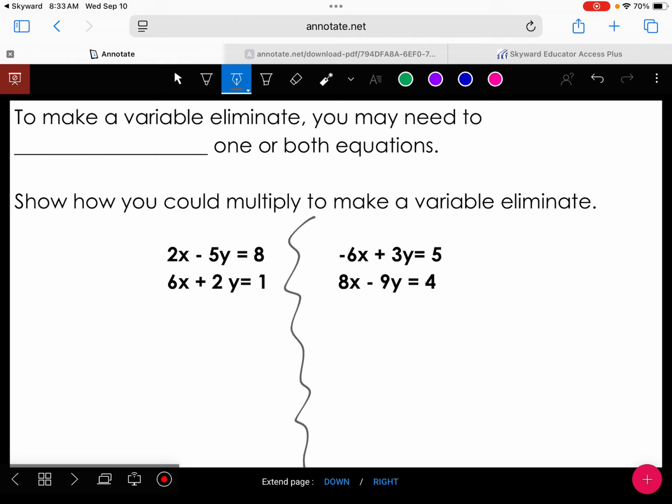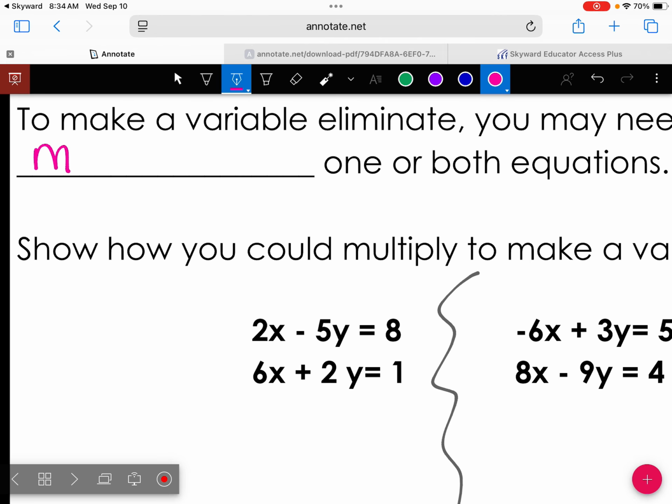So if it's not set up nicely for substitution, and it's not super set up nicely for elimination, we're going to make it work for elimination. So what that means is if I don't have those coefficients that are going to cancel out right there, I can make that happen by multiplying. We might need to multiply one or both equations. So on the bottom down here, we're just going to talk through the multiplying part, and then we're going to do the whole system, multiplying and everything on the next page.